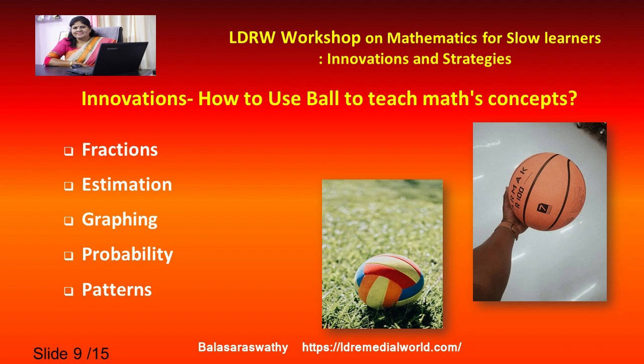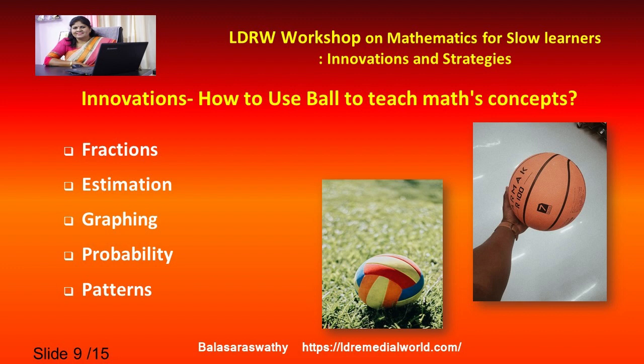Probability. How do you teach probability? Toss a ball and ask them to predict which side it will land. What is probability? It's prediction. This helps children to understand probability. You mark something on the ball, and when you toss the ball up in the air, ask which side the ball will fall.